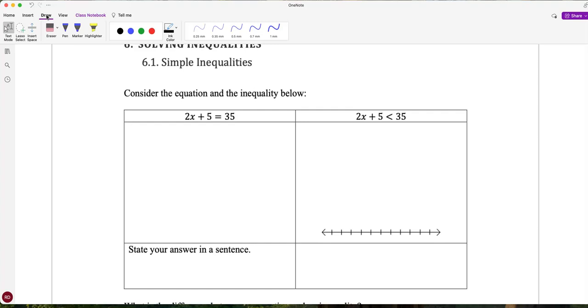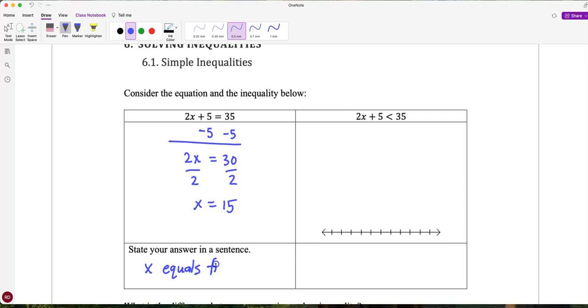So how do I solve 2x plus 5 equals 35? Well, the first thing I would do, I would subtract 5 from both sides of the equation. And this gives me 2x equals 30. Then I would divide both sides by 2. And I would get x equals 15. So my solution is that x equals 15.